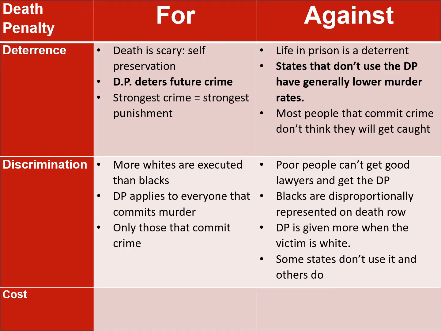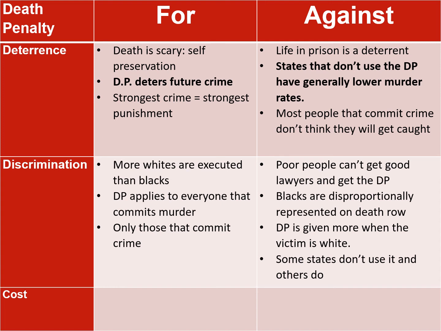If I was going to have a debate about the death penalty, or I wanted just to prepare many counterarguments, I might make something that looks like this. I can have death penalty and arguments for and against with different categories. So maybe one category might be deterrence. That means to stop people from committing the crime. Second category could be discrimination. Third category could be cost.